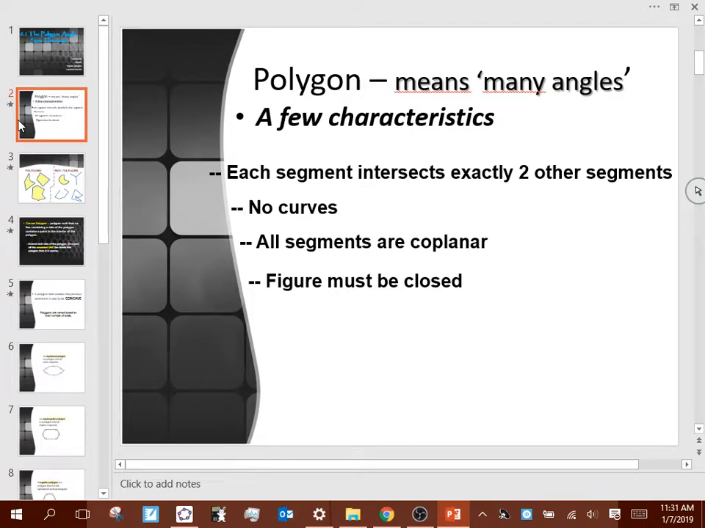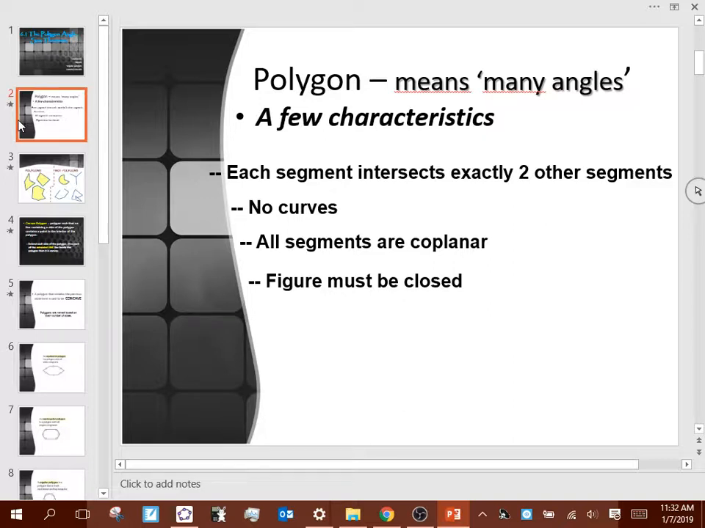This is the definition that you see most of the time in a textbook. Just Google polygon, something like that. It's probably going to come back with the phrase many angles or many sides. Poly means many, right? If you're in world history and start talking about polytheistic people, like the Romans and the Greeks, they believed in many gods. So poly means many, and gon refers to angles. So this is a Greek origin.